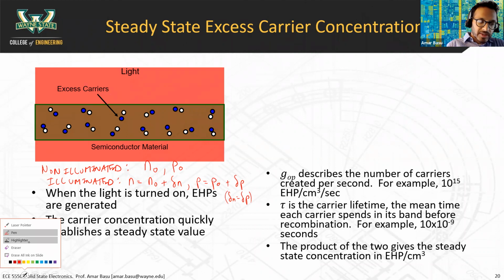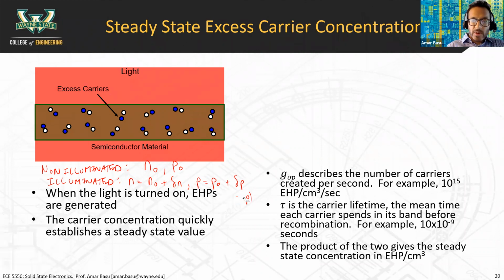We have to be careful about saying delta n is equal to delta p. I'm going to just erase this so it doesn't create confusion in the notes later, because the steady state excess concentrations can actually be different depending on the carrier lifetime. I'll get into that in this slide. So everyone can hopefully see that you're generating excess carriers here.